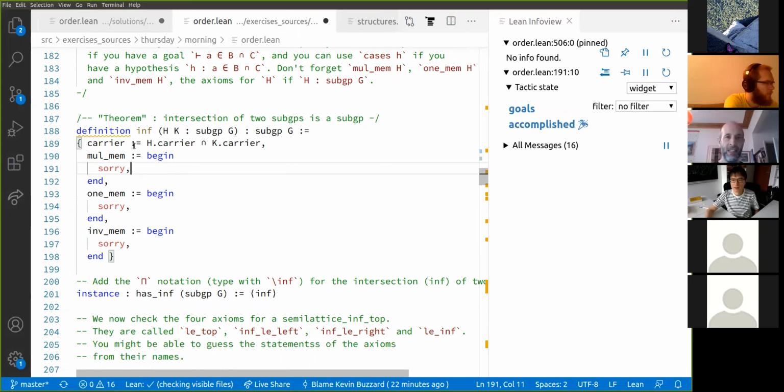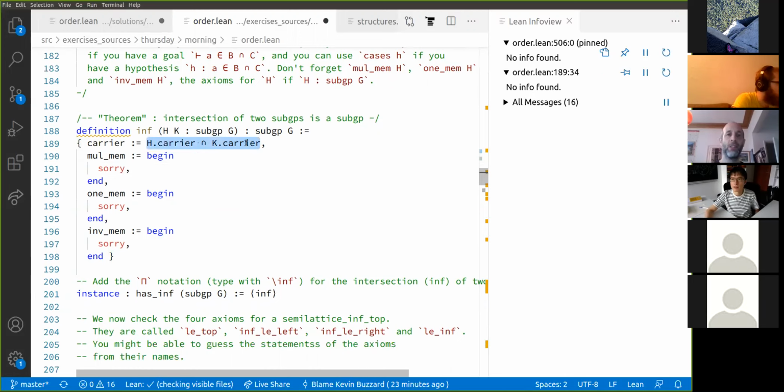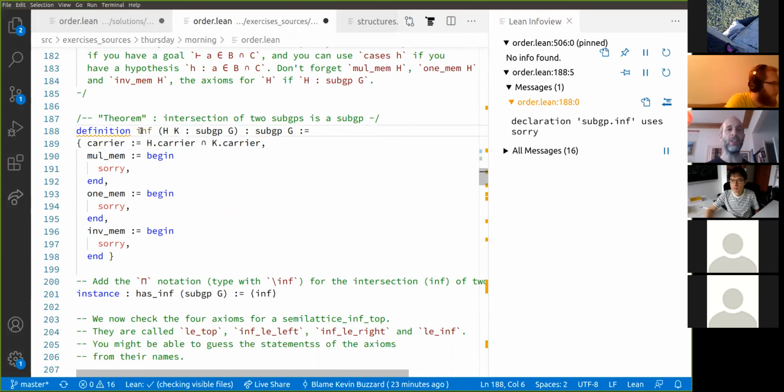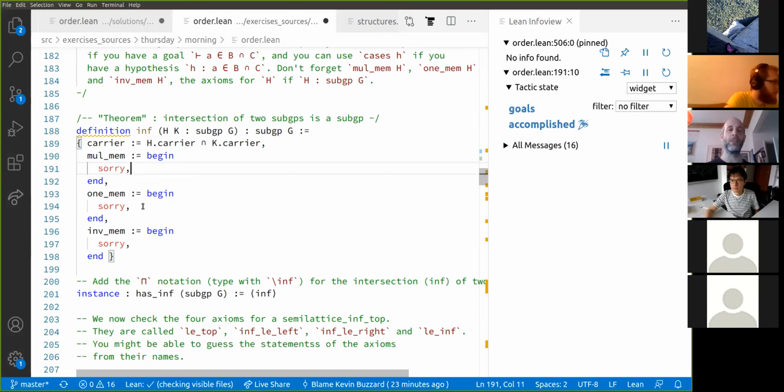So this looks like a theorem to mathematicians. It says the intersection of two subgroups is a subgroup. But in fact, in Lean, it's a definition, right? This is a definition of the inf function that takes two subgroups in and spits out another subgroup. So the underlying subset is the intersection of the two subsets. And now we have to prove that the intersection of two subgroups is closed under multiplication, one, and inverse. And I've left that to you.